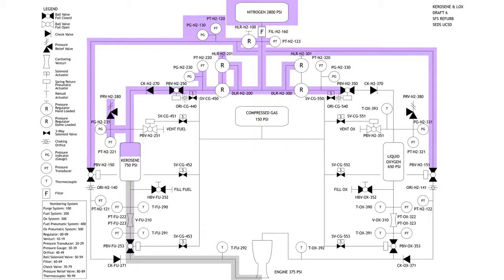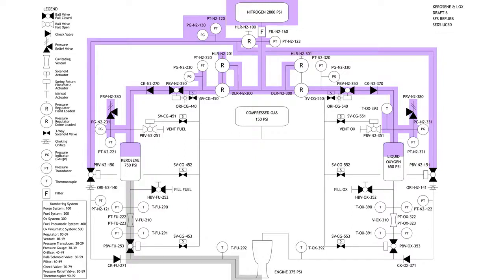Now, if we look at our liquid oxygen side, it's the exact same thing. You are going to have nitrogen gas flowing through, and you're just going to slowly reg it up all the way until that 650 mark. And you're going to keep your vent valve closed. And basically, it's the same exact thing. It's symmetric to the other side.